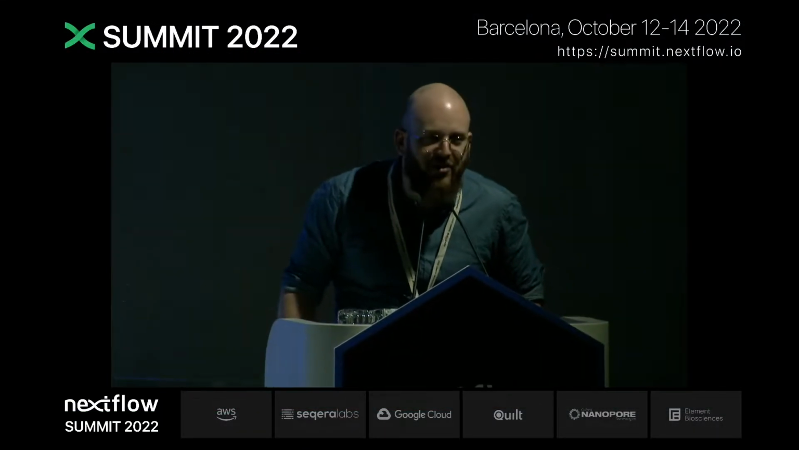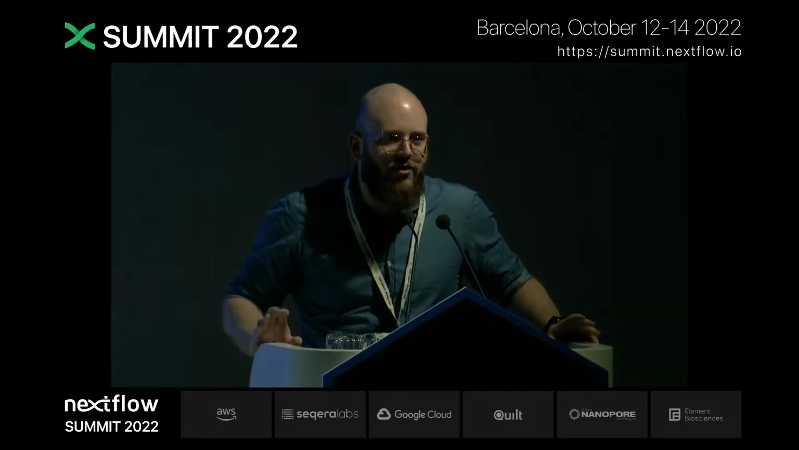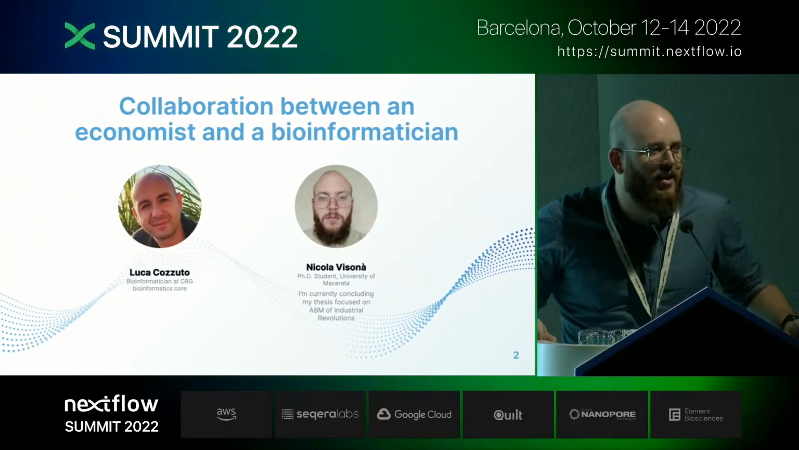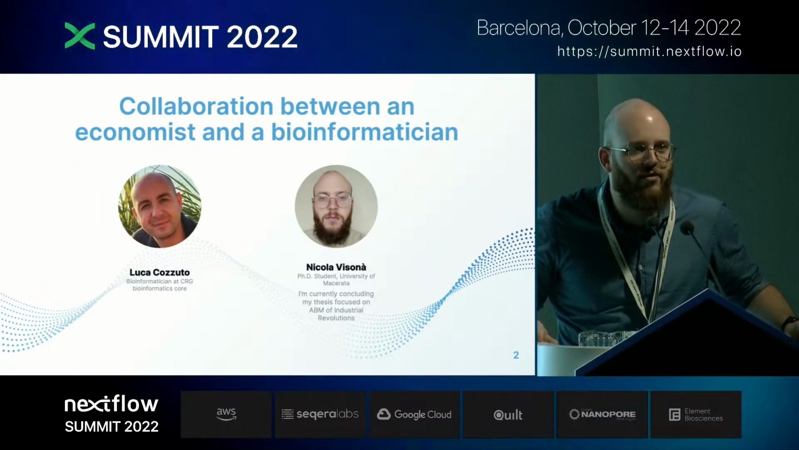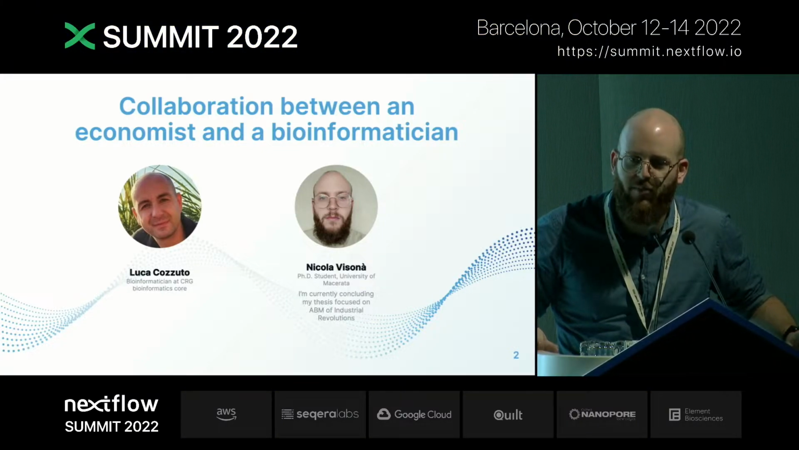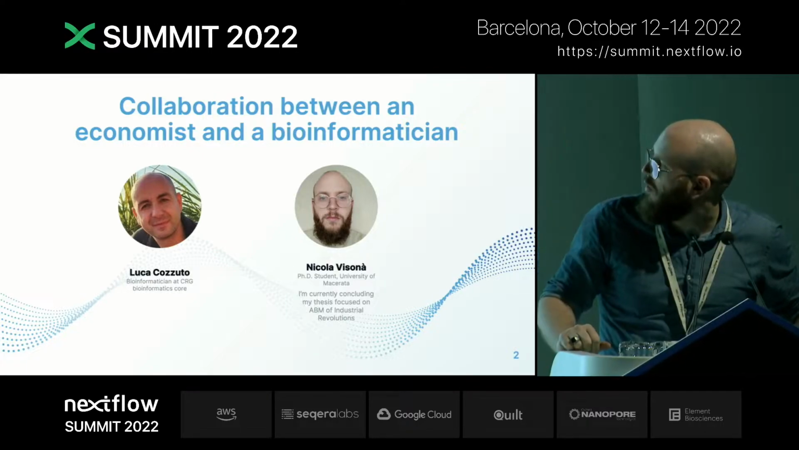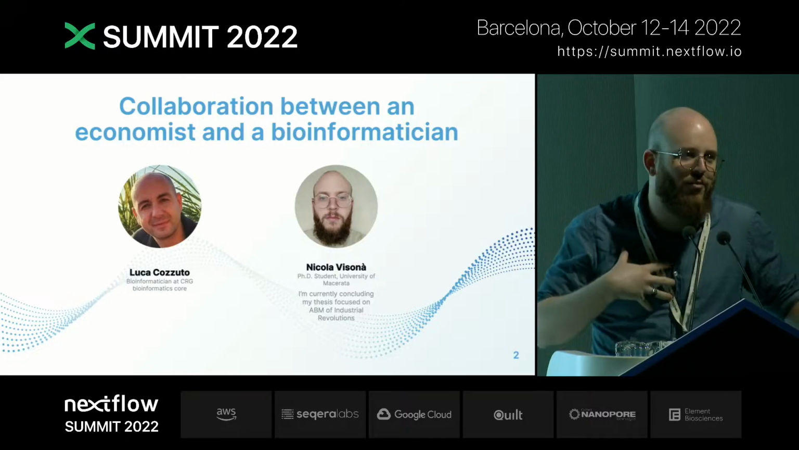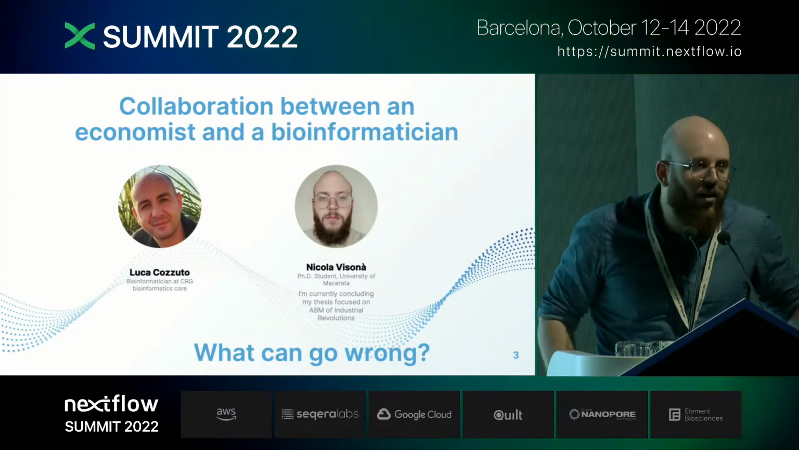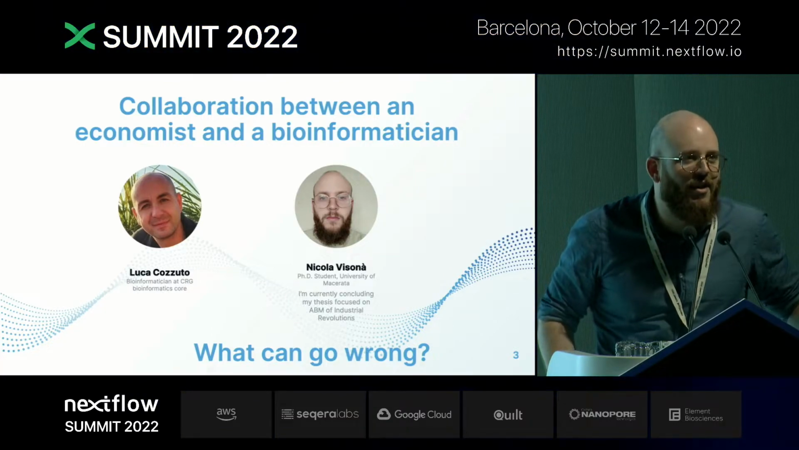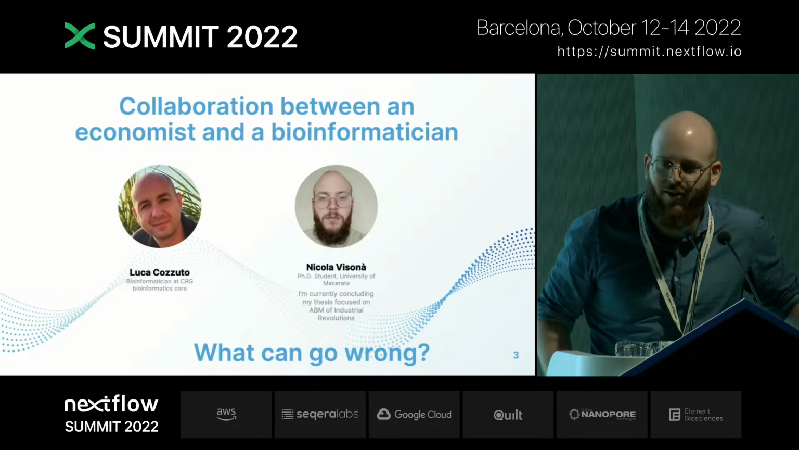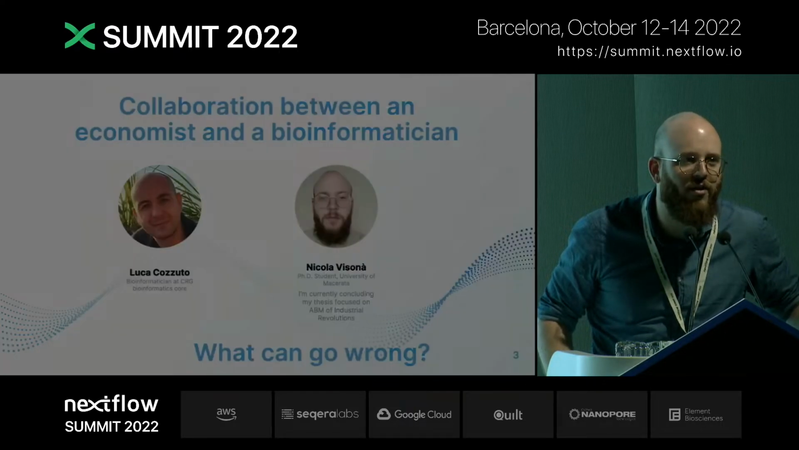So today I'm going to present on something different. The spinning jenny is a first application of Nextflow outside the field of bioinformatics. This is a collaboration between me and Luca Cozzato, who is a bioinformatician, and I am a Ph.D. in quantitative economics. I am working on agent-based models, which have kind of the same issues that most of you have. So we started collaborating together, and what can go wrong?